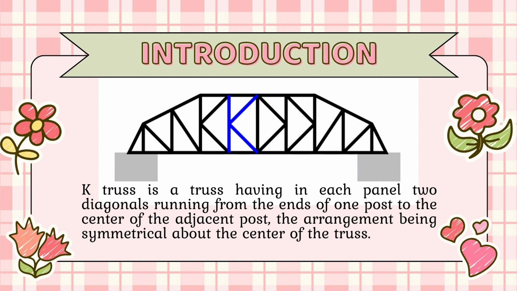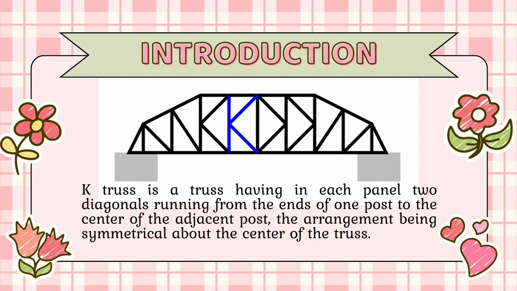First, I will start with introducing what a K-truss is. A K-truss is a truss having in each panel two diagonals running from the ends of one post to the center of the adjacent post, the arrangement being symmetrical about the center of the truss.